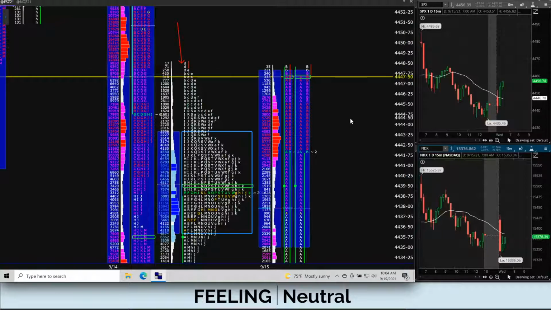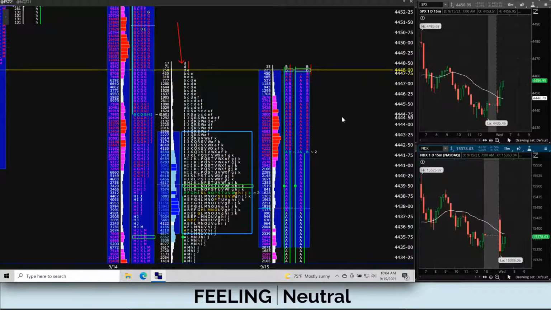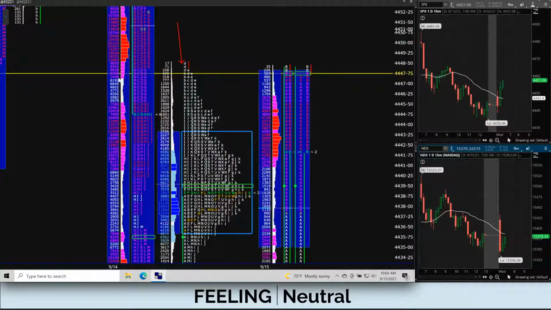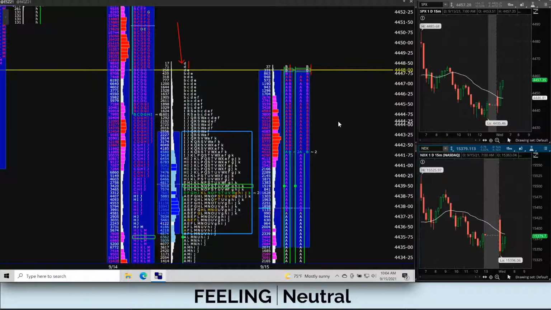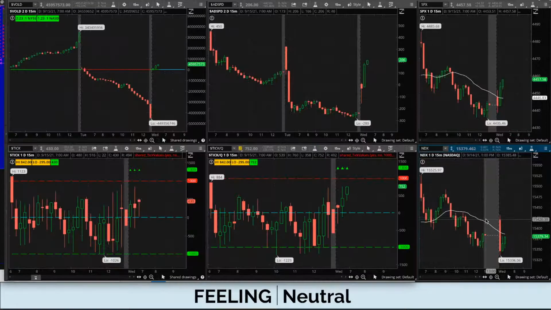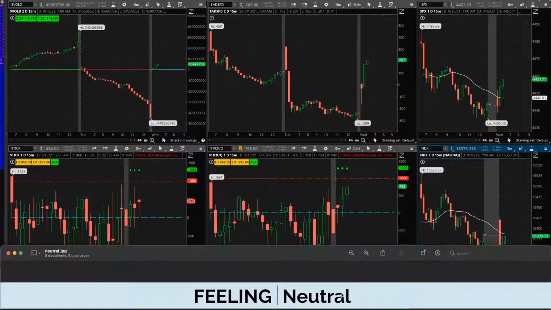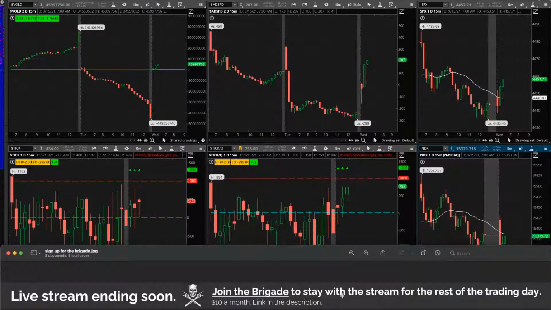Okay, so now the market is one time framing higher, which is bullish. So now this is the next resistance up in here that we're pushing into between 44.4875 and like 44.51. I am feeling bullish on the internals.